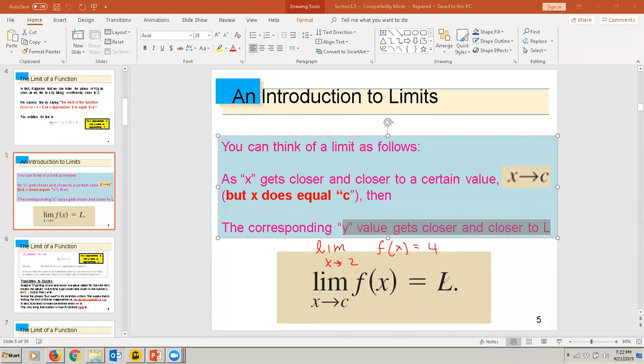Okay, again, keep in mind what a limit is saying: as x gets closer and closer to some number, but does not equal that number, what is the corresponding y value getting closer and closer to? We call that the limit. All right, well, let me go to the next slide. This is the fancy definition of a limit.